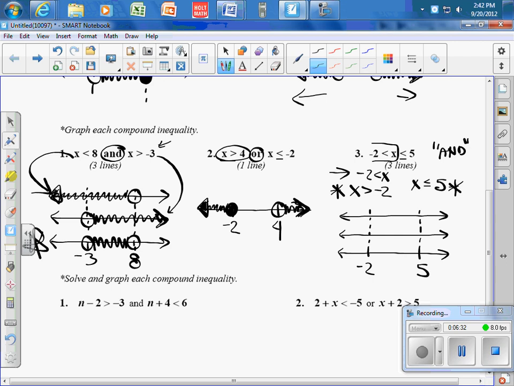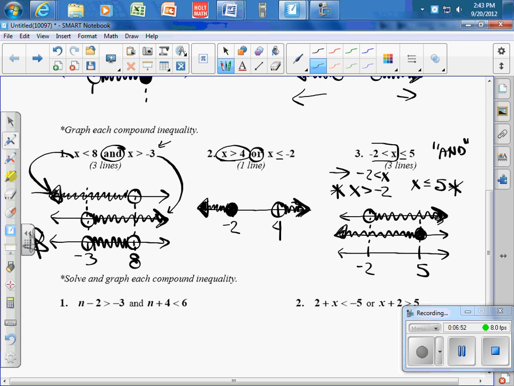And if we were to graph x is greater than -2, and again, look at the original problem and see how we came up with x is greater than -2, it'll be a hollow circle at -2 and shade everything to the right. Less than or equal to 5 will be a filled in circle at 5, shade everything to the left.